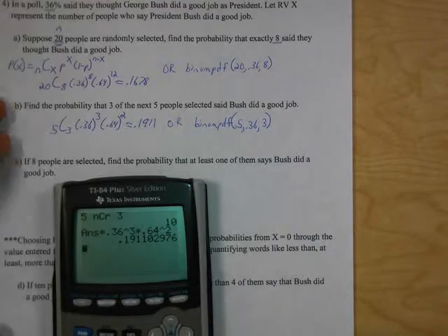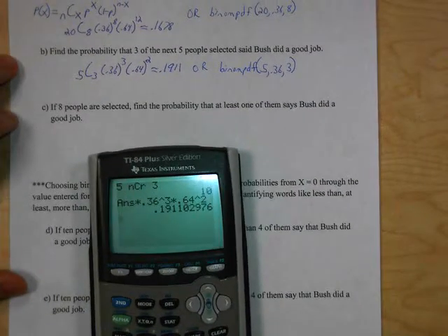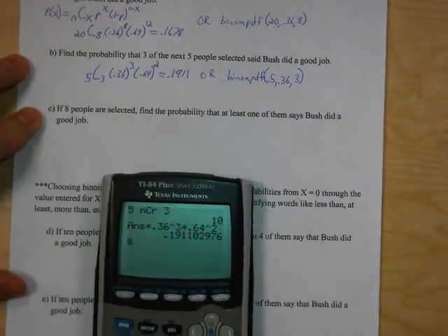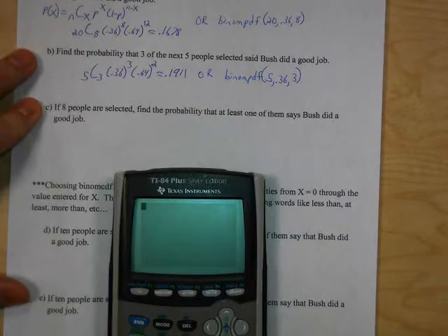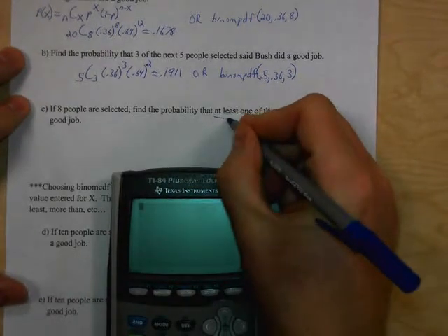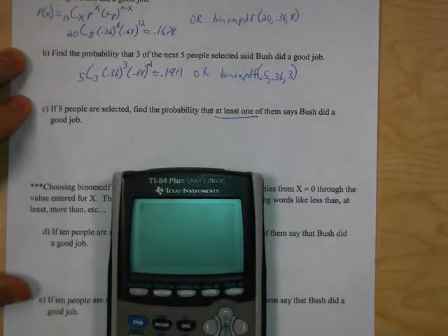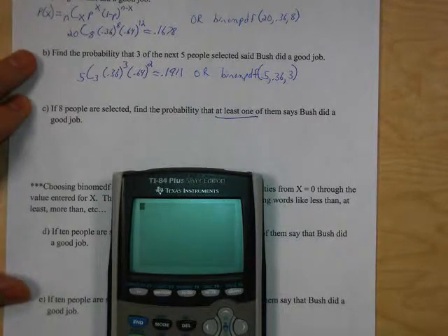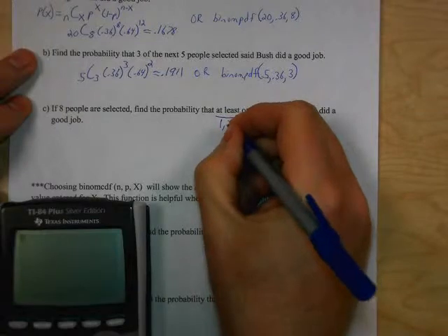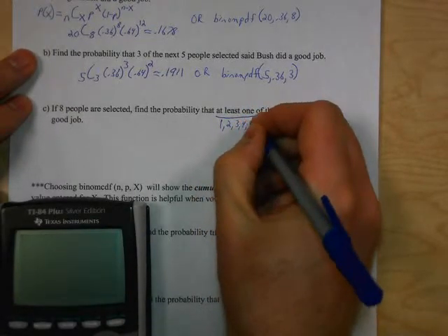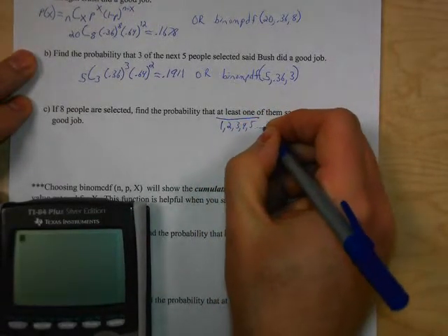Okay, part C, if 8 people are selected, find the probability at least 1 says that Bush did a good job. Okay, so this one's a little bit different because of the wording. At least 1 said Bush did a good job could be how many? Well, at least 1 could be 1 or 2 or 3 or 4 or 5, all the way up to exactly 8.